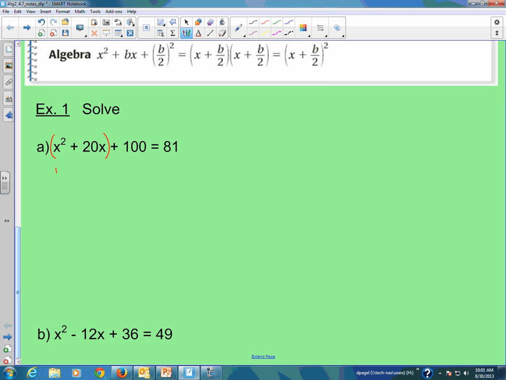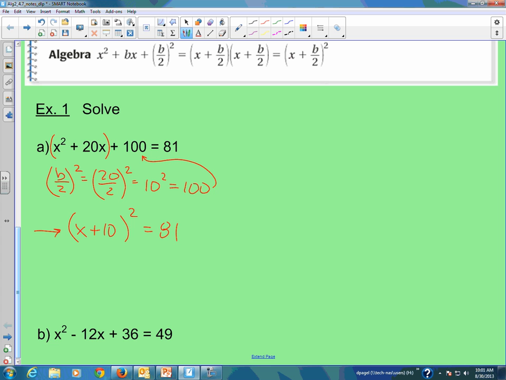And if I took the b value and I divided it in 2 and squared it, I would get 20 divided by 2, which is squared, which is 10 squared, which equals 100. And that is what is at the end of this trinomial. So what that tells me is that x squared plus 20x plus 100 is already in the completing the square form that I would want. I can factor x squared plus 20x plus 100, and I would get x plus 10 squared. So there's the binomial square that we were after, so that I can use the square root property.